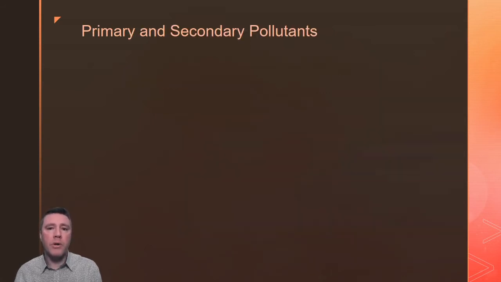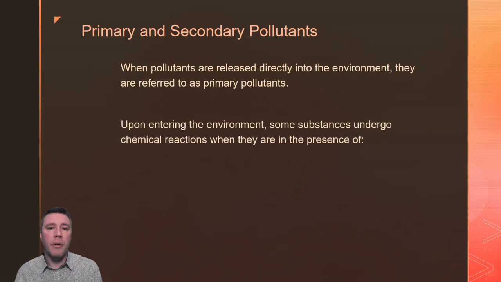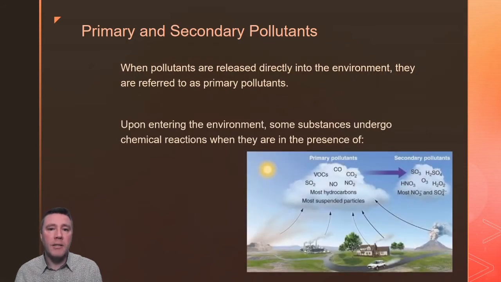Primary pollutants are substances that are released directly into the atmosphere, either due to a human activity or natural event. They include things like carbon monoxide, carbon dioxide, sulfur dioxide, nitrogen oxides, particulates, and many kinds of volatile organic compounds. Once in the environment, some kinds of primary pollutants participate in chemical reactions to form secondary pollutants.